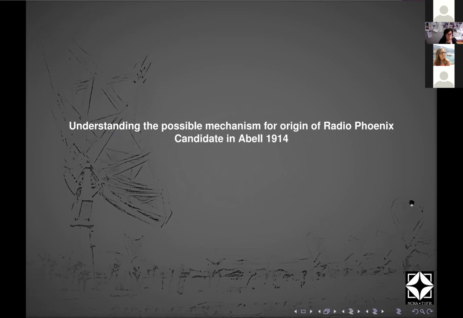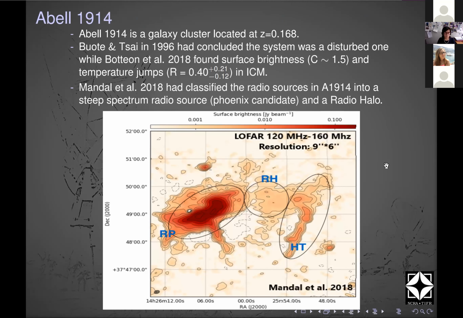Having dealt with understanding the intuition behind the adiabatic compression model, let us walk directly into the application of this code on our target source Abell 1914. Now, Abell 1914 is a massive galaxy cluster located at redshift of 0.168. Botian et al. in 2018 had found surface brightness and temperature jumps in the system.